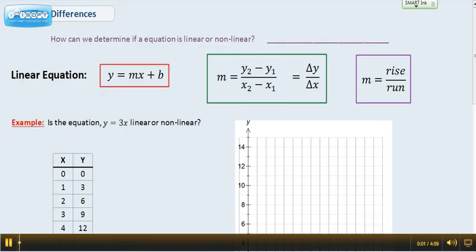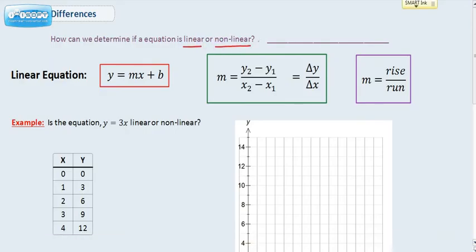Today we're going to learn how to determine if an equation is linear or nonlinear. The method we're going to learn is called first difference. Now let's recall what the general form of a linear equation looks like.